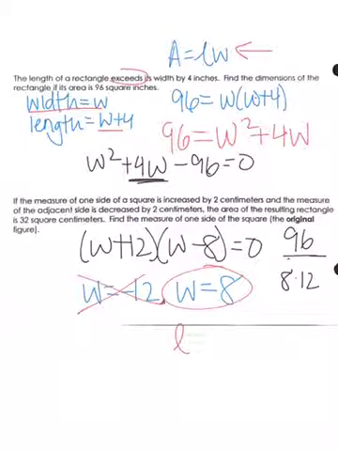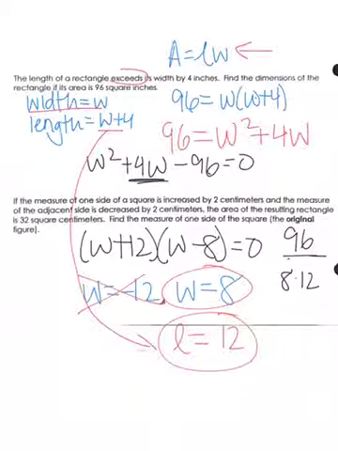Once I know my width is 8, I can find my length to be 12 because my original equation for length was W plus 4. So I get my dimensions are 8 by 12, which gives me an area of 96.